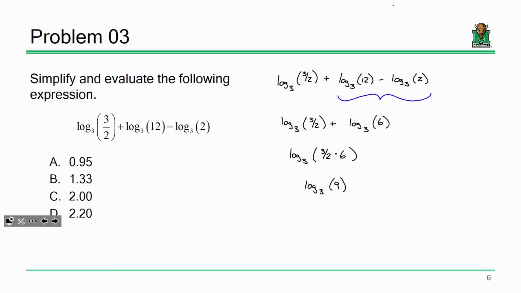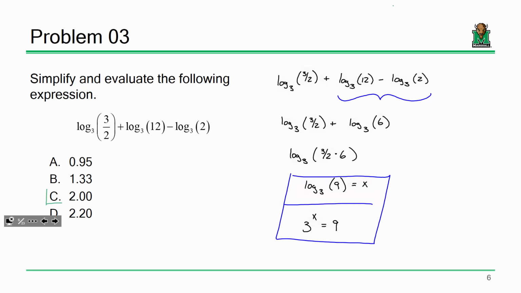I propose that if the base 3 logarithm of 9 equals x, then x is whatever that magic number needs to be such that 3 raised to the x is 9. In other words, these two equations are saying the same thing. And I don't think you need a calculator to tell me the answer to that question. 2. Not too bad, right?